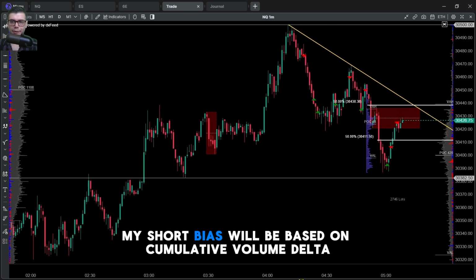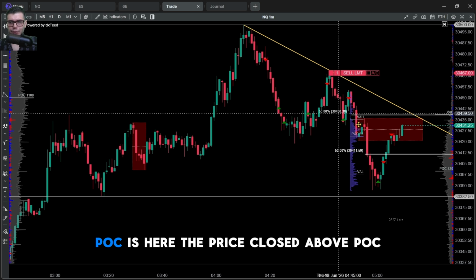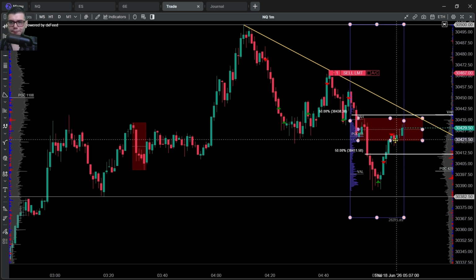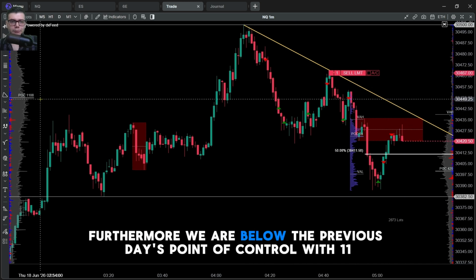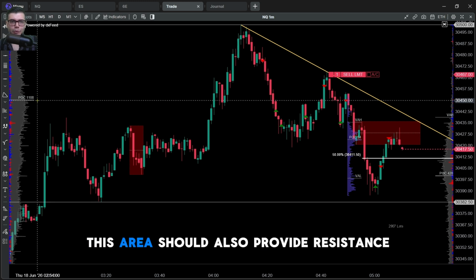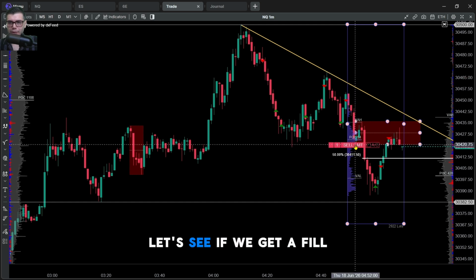My short bias will be based on cumulative volume delta. POC is here. The price closed above POC, but still below the trend line. Furthermore, we are below the previous day's point of control with 1100. This area should also provide resistance. We have a good close candle. Let's see if we get a fill.